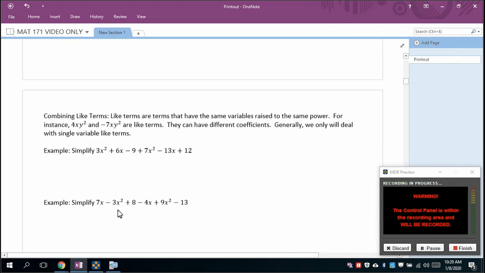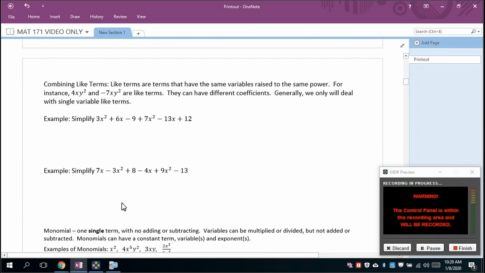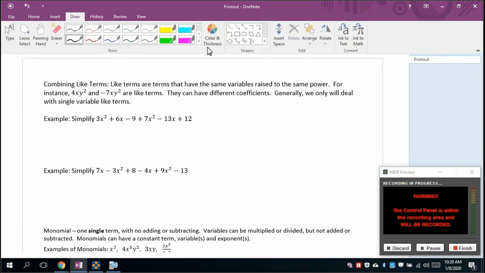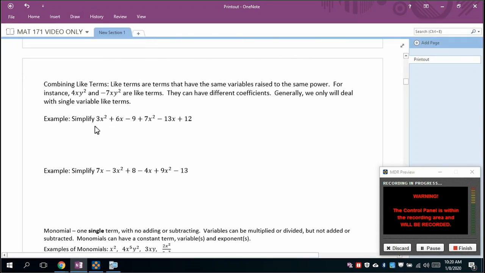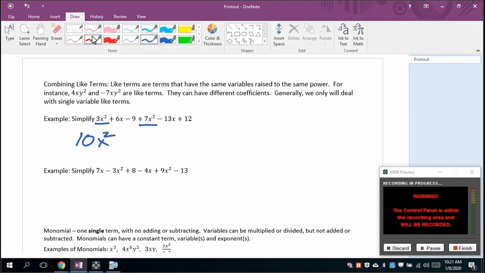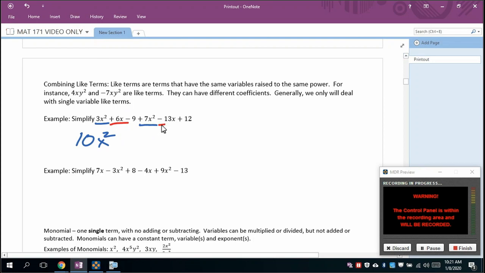Now, combining like terms is something very basic. Like terms are two terms that have the same variables raised to the same power. For instance, 4xy squared and negative 7xy squared are like terms. If we had 3x squared and 7x squared, that would be 10x squared. If we did 6x and negative 13x, that would be negative 7x. And then negative 9 plus 12 would just be positive 3.